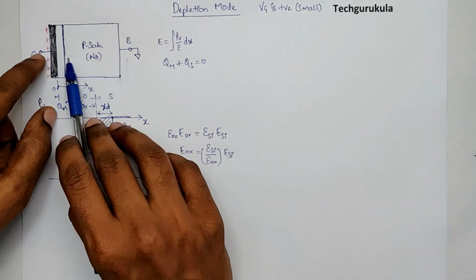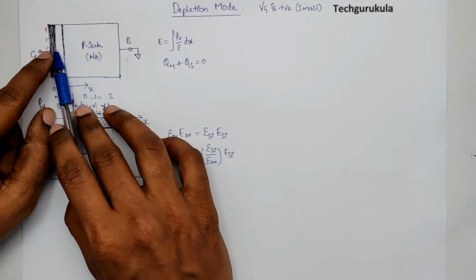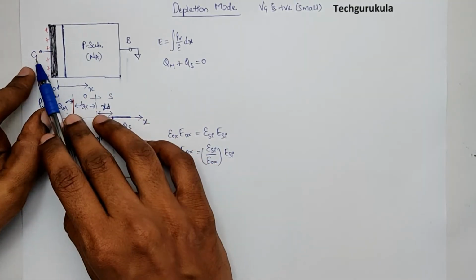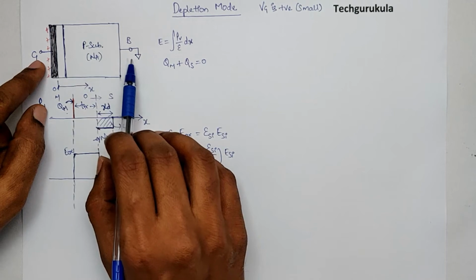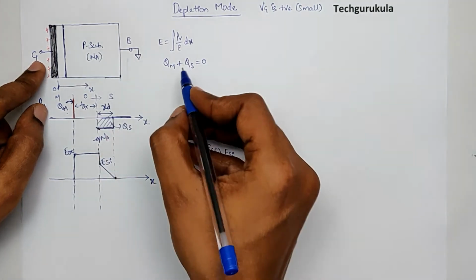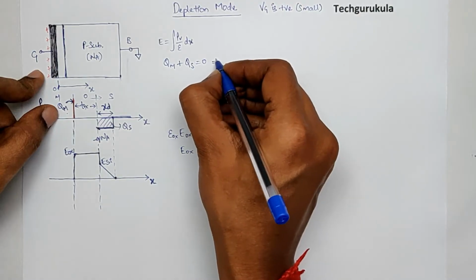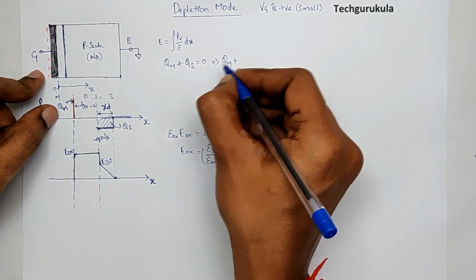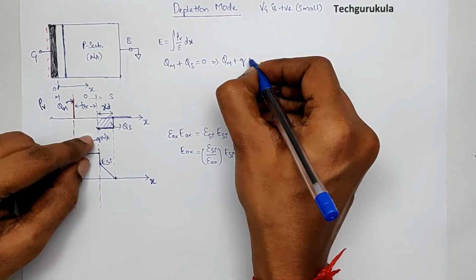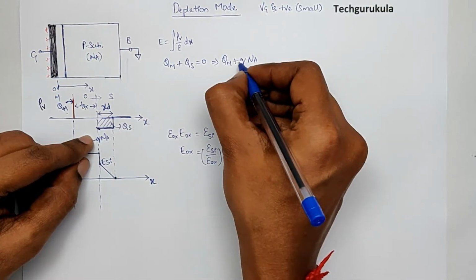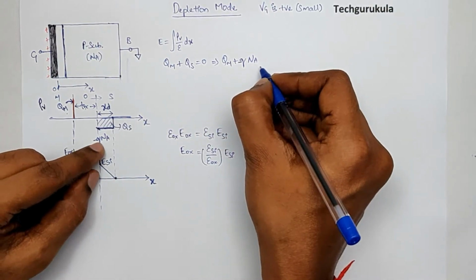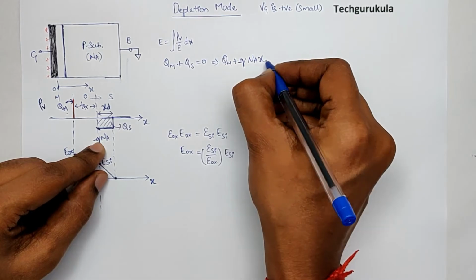Because before we apply potential, it was charge neutral. And once we apply potential, it should still be charge neutral. So QM plus QS should be 0. Now in this case, we can write QM plus QS is nothing but QNA. In fact, this is minus QNA times XD.